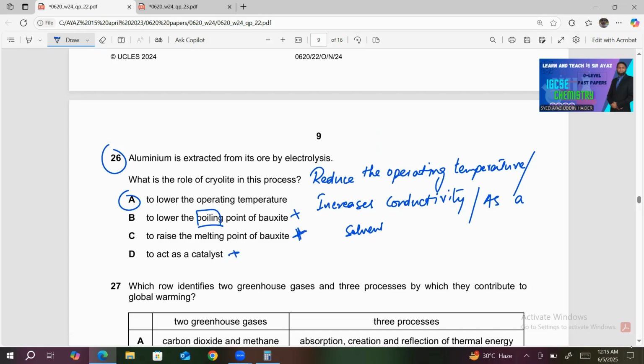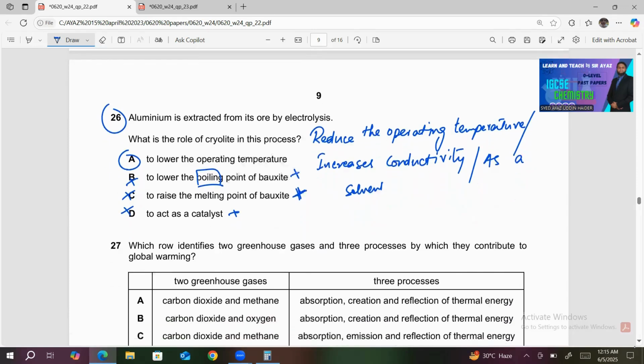To act as a catalyst, not used as a catalyst. So A must be the right answer in this case.